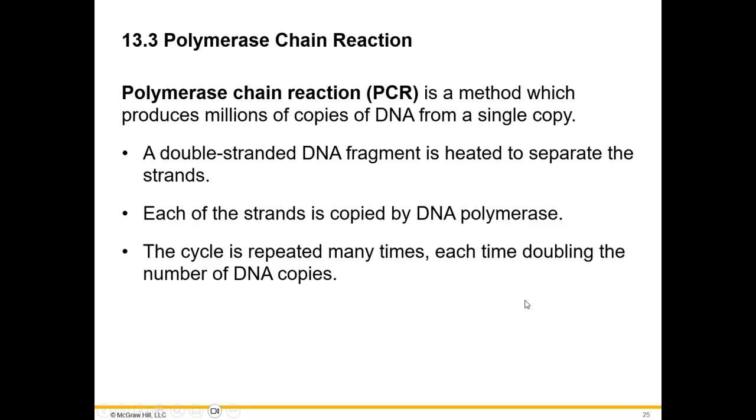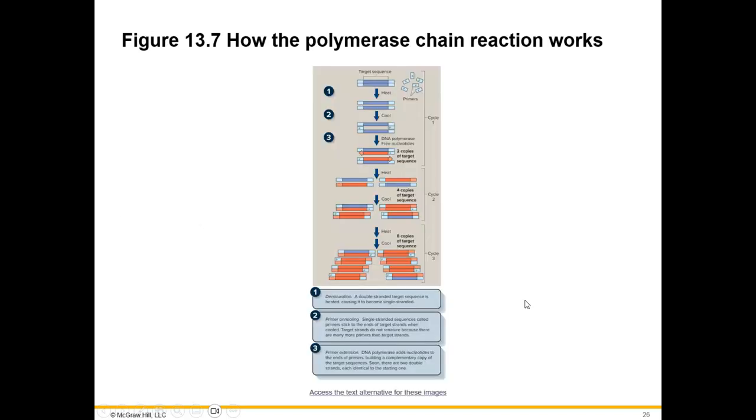Each of these strands is going to be copied by DNA polymerase, which is an enzyme that we will add so it can fill in the corresponding nucleotides to our exposed DNA templates. And then this cycle is just repeated over and over again. Every time we repeat the cycle, we're going to double the number of DNA copies we've made. You can see that happening here.